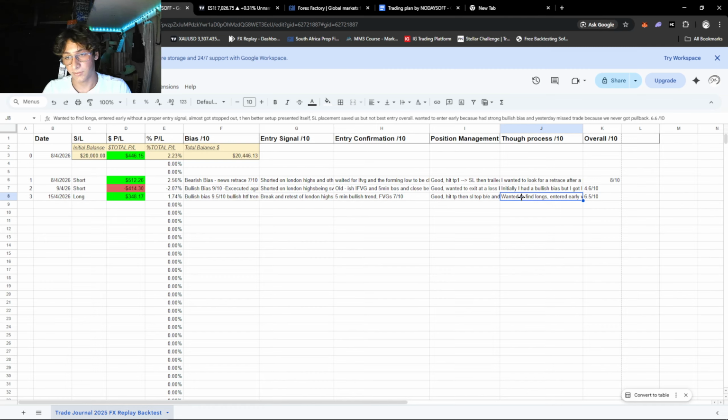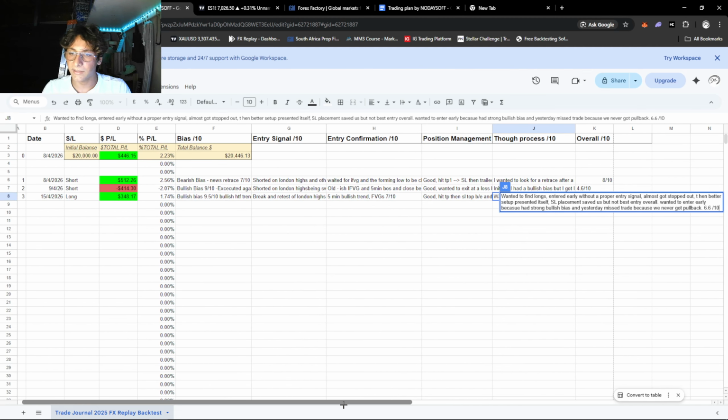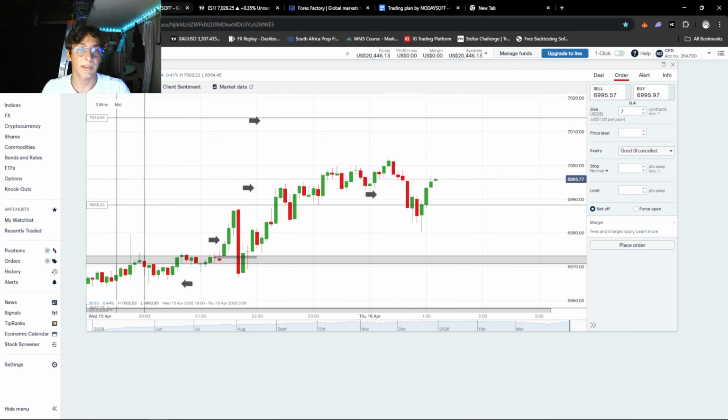My thought process, alright, let's go. I wanted to find longs. I entered early without a proper entry signal. I almost got stopped out, and then a better setup presented itself. Our stop loss placement was the only thing that saved us, but it was not the best entry overall. I wanted to enter early because I had a strong bullish bias, and yesterday I missed the trade because we never got a pullback. 6 out of 10.